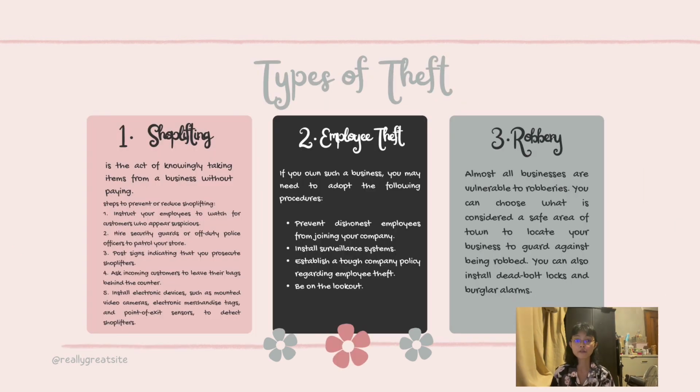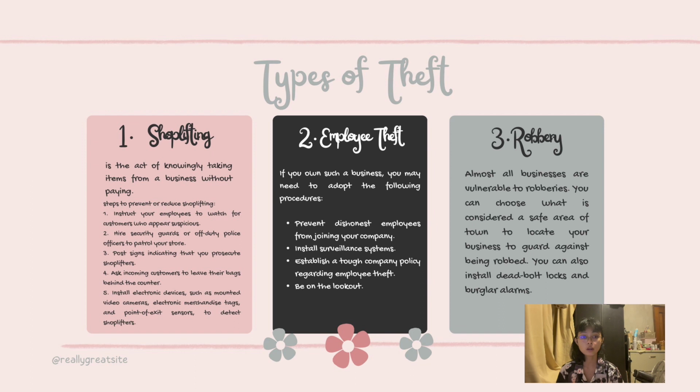So there are 5 types of theft. The first one is shoplifting. It is the act of knowingly taking items from a business without paying. So there are steps to prevent or reduce shoplifting. The first one is instruct your employees to watch for customers who appear suspicious. The number 2, hire security guards or off-duty police officers to patrol your store.